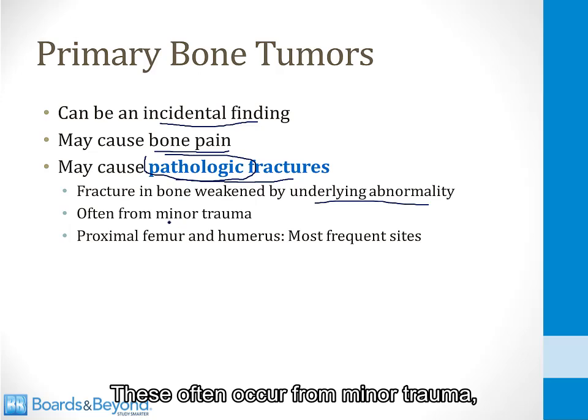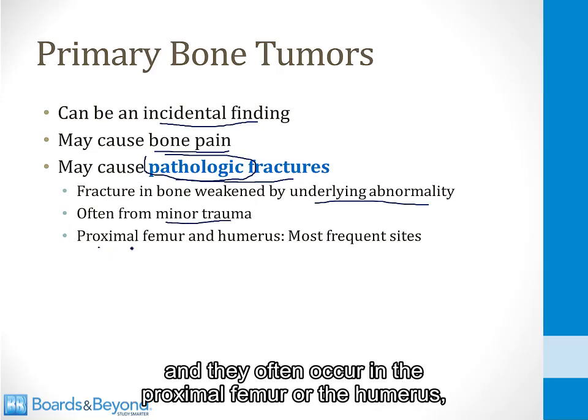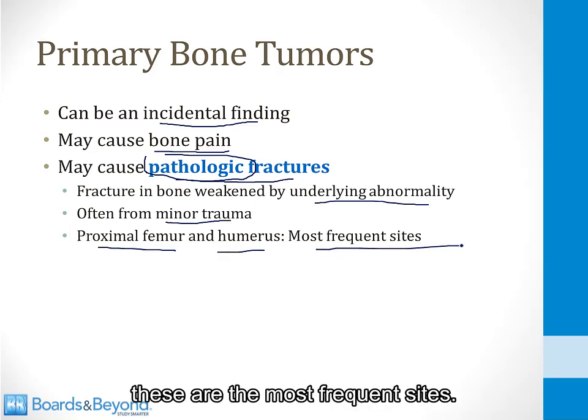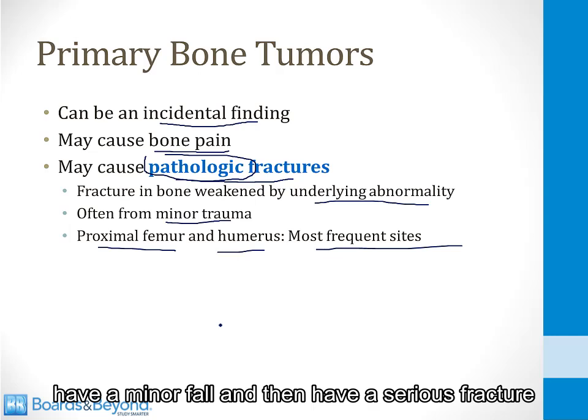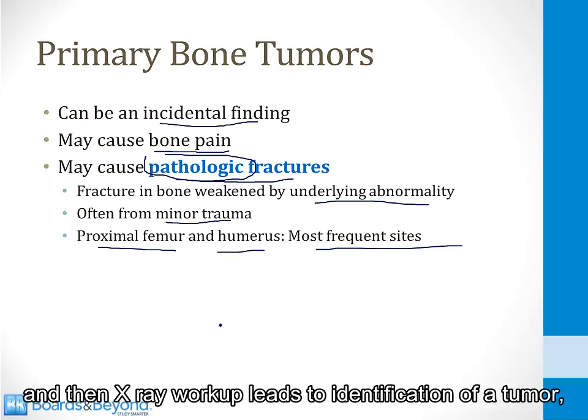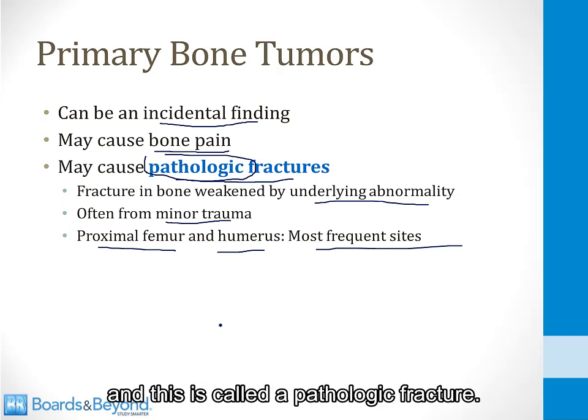These often occur from minor trauma, and they often occur in the proximal femur or the humerus. These are the most frequent sites. So many children who are diagnosed with bone tumors have a minor fall and then have a serious fracture, and then an X-ray workup leads to identification of a tumor, and this is called a pathologic fracture.